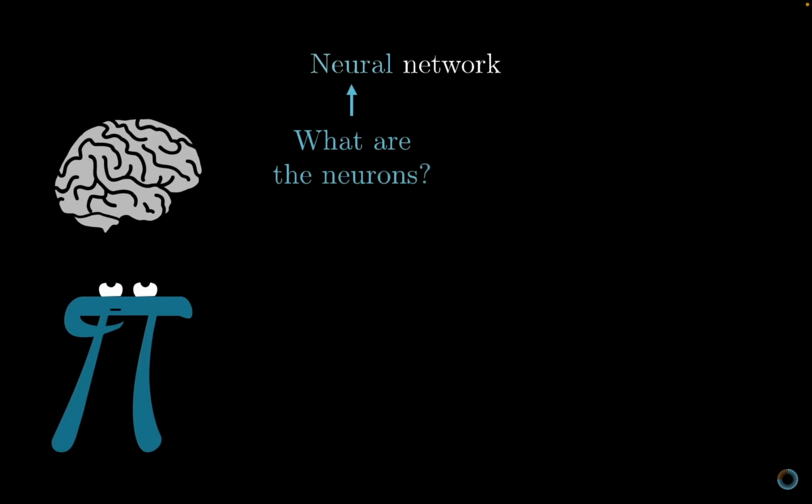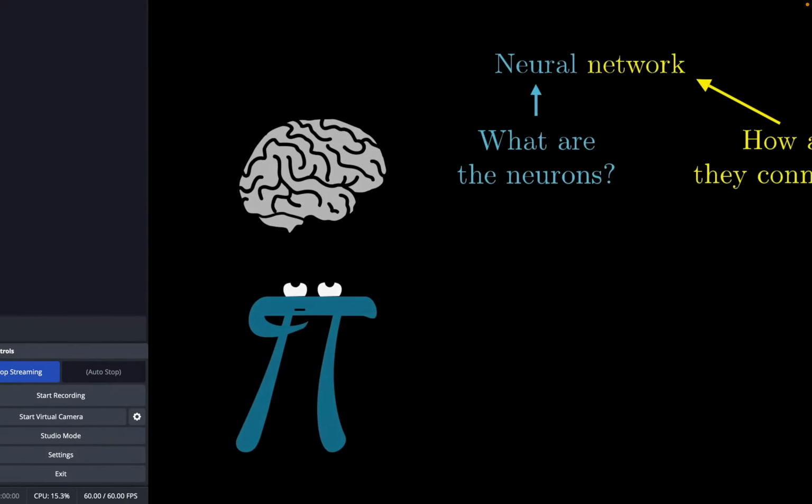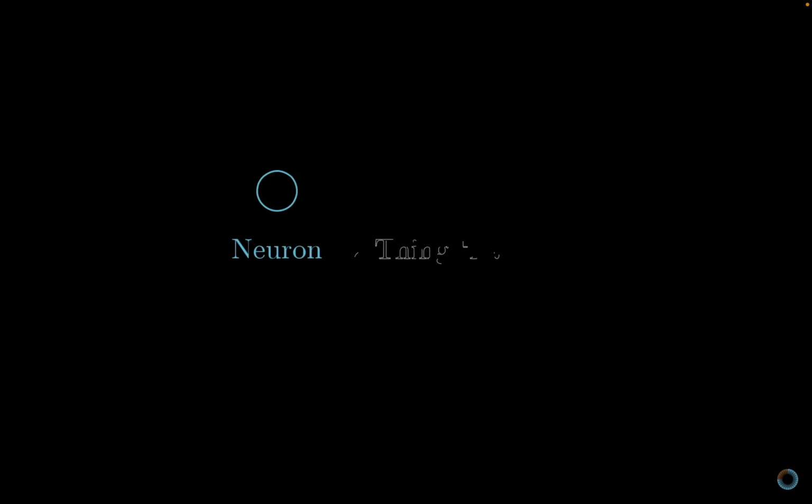But let's break that down. What are the neurons, and in what sense are they linked together? Right now, when I say neuron, all I want you to think about is a thing that holds a number. Specifically, a number between 0 and 1. It's really not more than that.